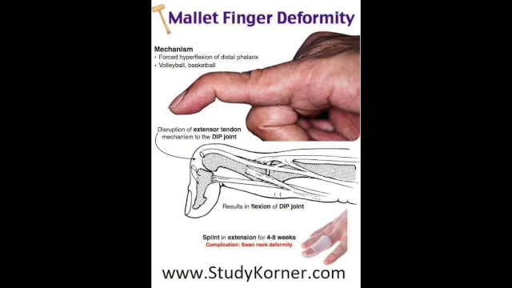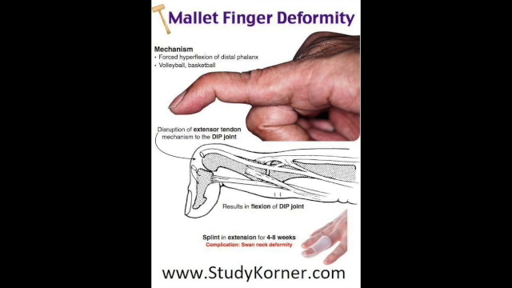Next, the mallet or baseball finger. The mechanism of this is an avulsion of the extensor tendon after a sudden blow to the tip of the finger causing forced flexion of the extended finger. Physical exam, unable to actively extend the DIP joint. Radiographs, normal or avulsion fracture of the distal phalanx at the tendon insertion site.